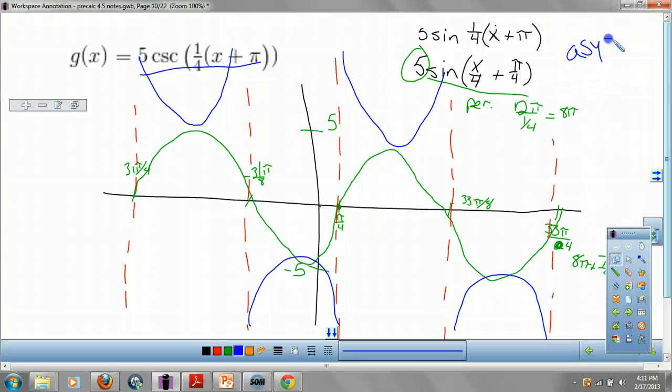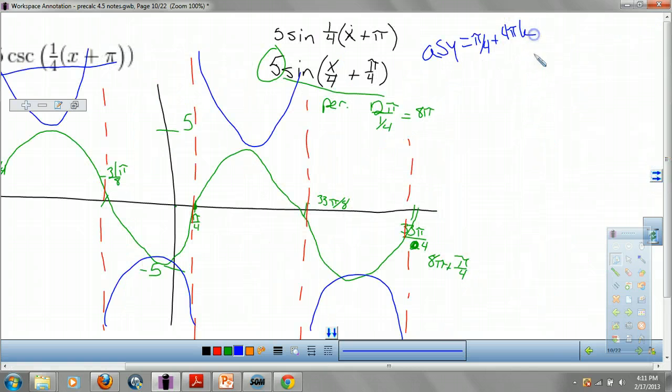So our asymptotes are at, first one's at pi over 4 plus 4 pi k, guys. Again, half our period. So it's wherever your first zero is plus half your period times k, where k is an integer.